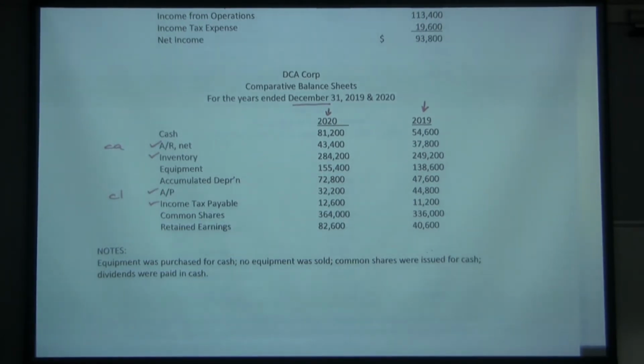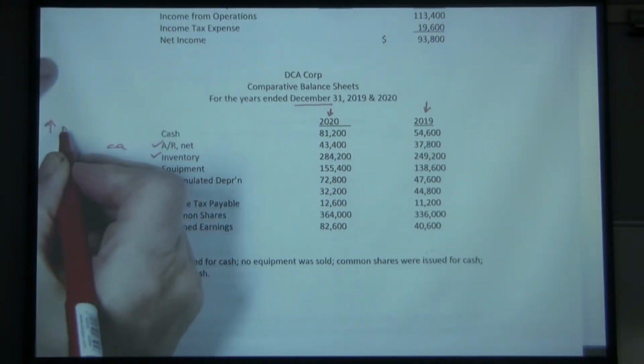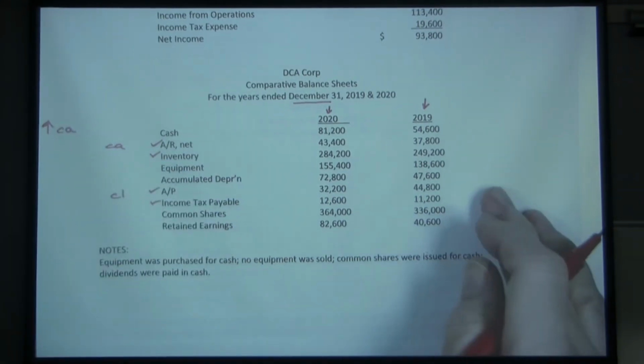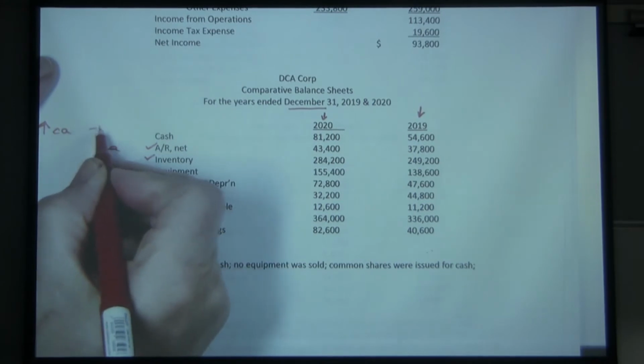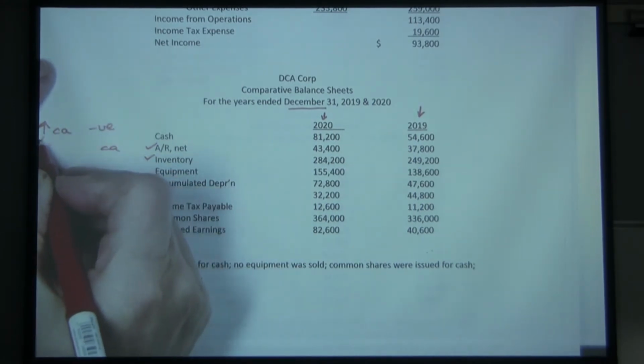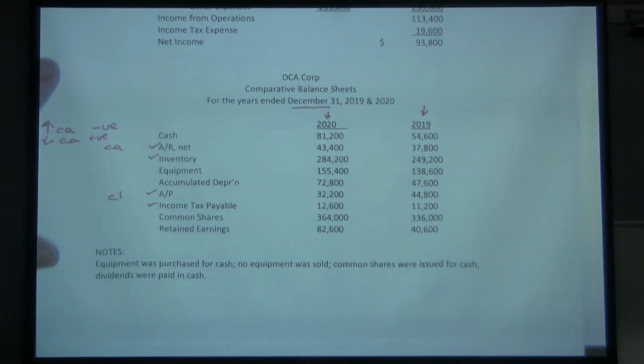that we did on the example before, any increases to current assets, what did I write down first? Increases or decreases? Any increases to current assets would be a negative cash flow. Any decreases to current assets would be a positive cash flow.